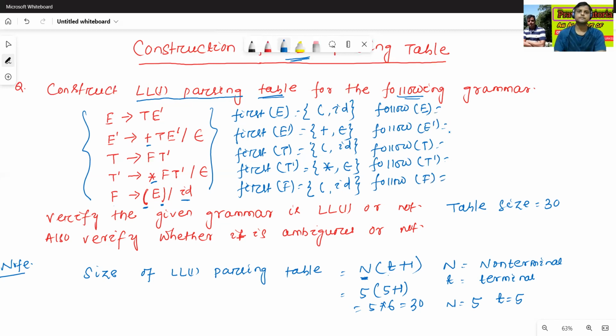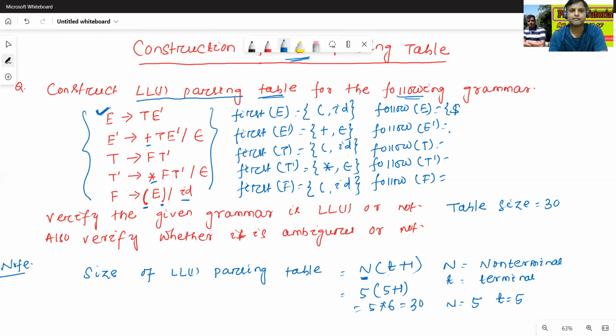Okay. So now we'll find follow. Here E is the starting symbol. Since E is the starting symbol, follow of E contains $ by default. Now we'll check where E is present on the right side of the productions.